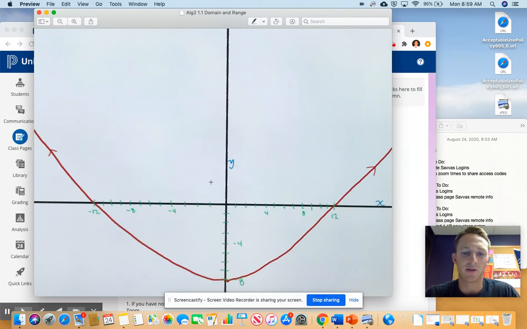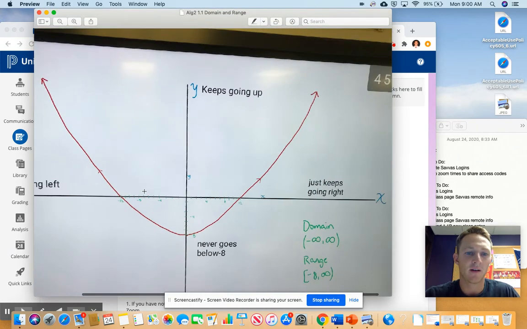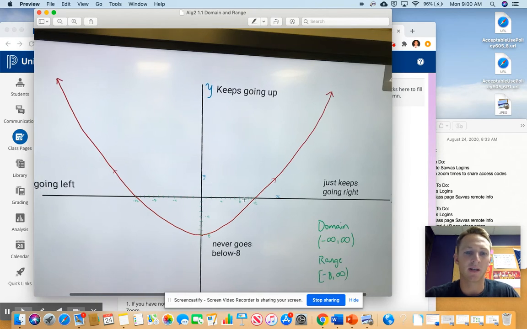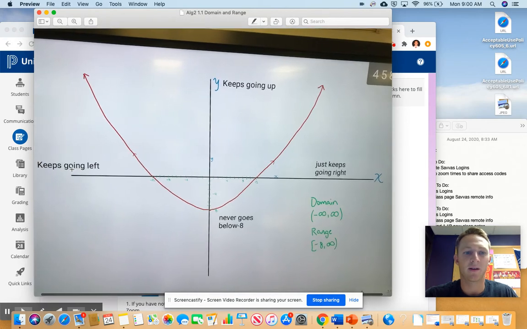So if we zoom out on this, and on a paper or on a quiz you won't see the zoom out, but you can imagine this. If I zoom out on this picture, what happens to this graph? It keeps going forever and ever, right? It just keeps going higher and higher and higher, and then further and further to the right, higher and higher and higher, and further to the left.